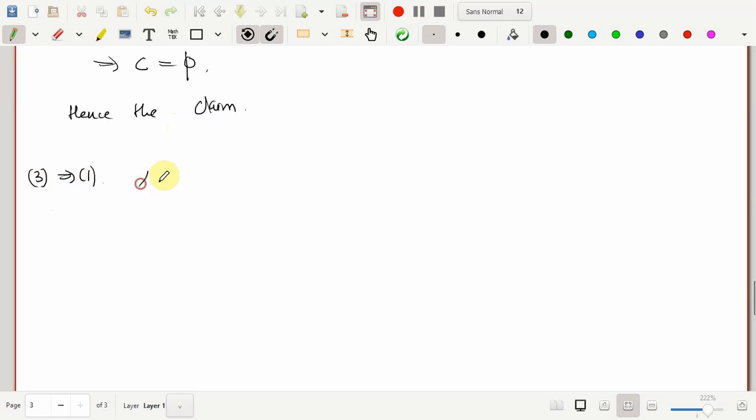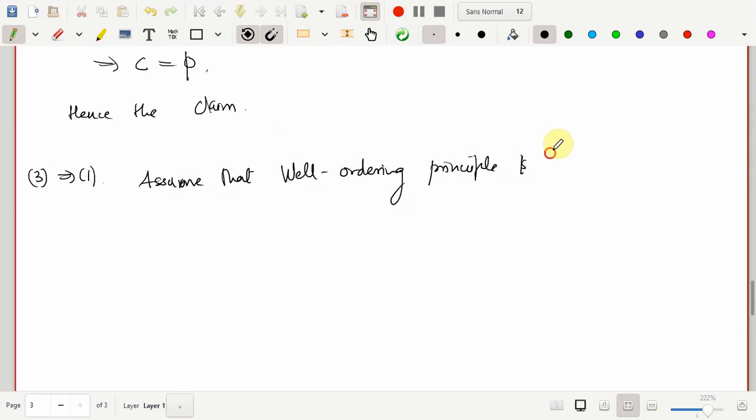So basically what we are assuming is that if we have any subset of the natural numbers which is non-empty, then it has to have the least element. Now we need to show the first one, that is, we need to show that the induction principle is true. For that we need to start with any subset of N satisfying the first two hypotheses of the induction principle.